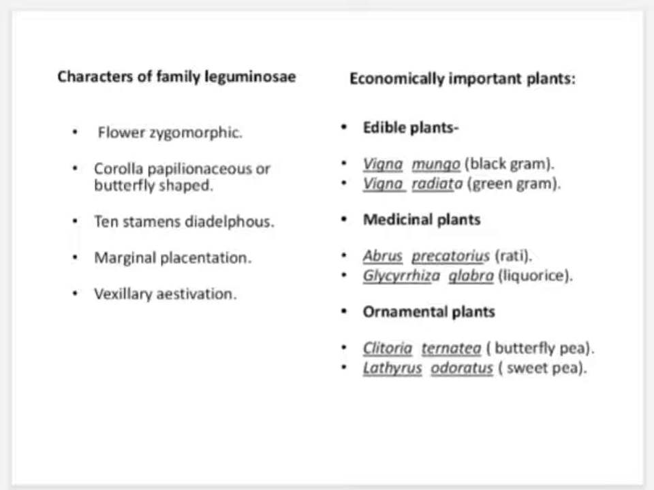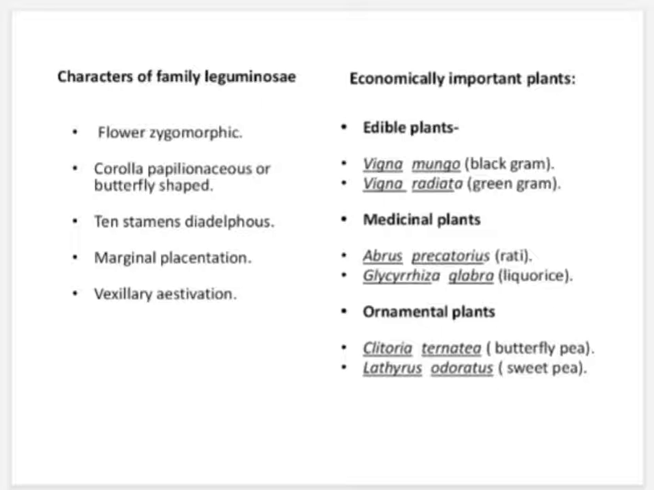Characters of family Leguminaceae or Fabaceae. Flower is zygomorphic. Corolla is papilionaceous or butterfly shaped. There are 10 stamens and diadelphous condition is present. Marginal placentation is present and vexillary estivation.